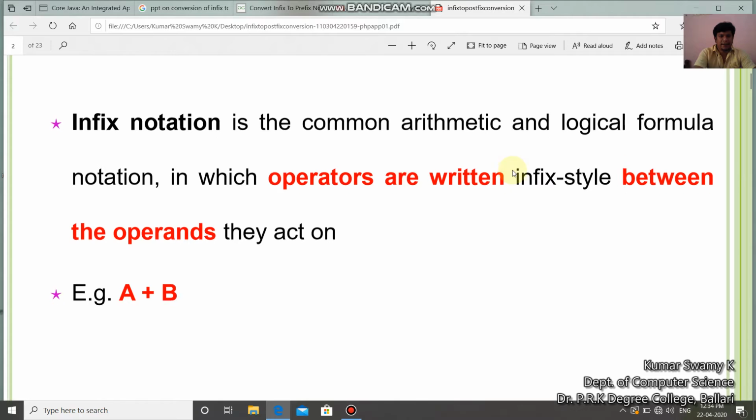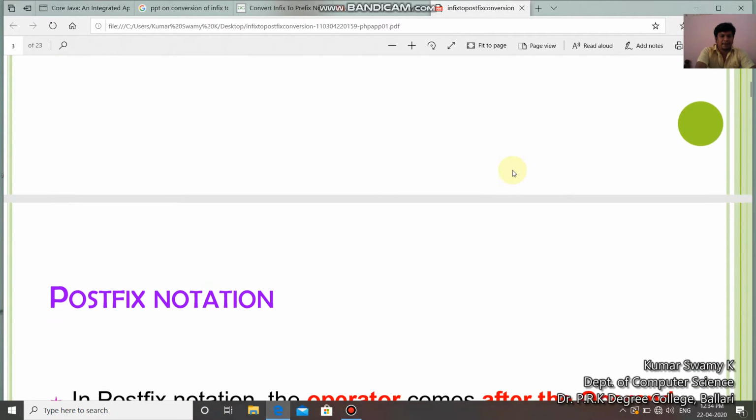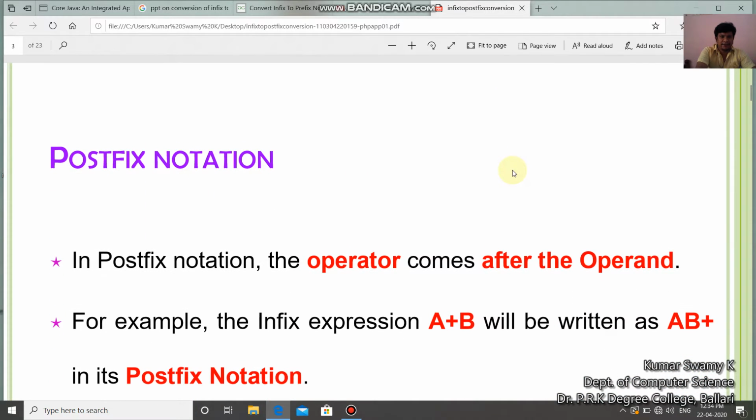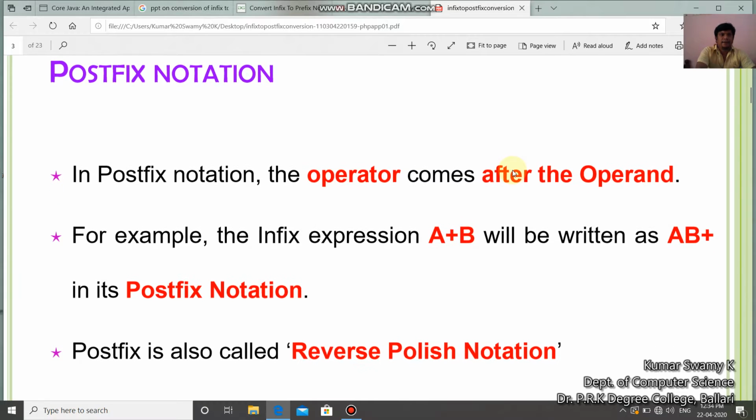Next we have another type of notation, postfix notation. In postfix notation, the operator comes after the operands. For example, the infix expression a plus b will be written as ab plus in its postfix notation. Postfix is also called reverse Polish notation.